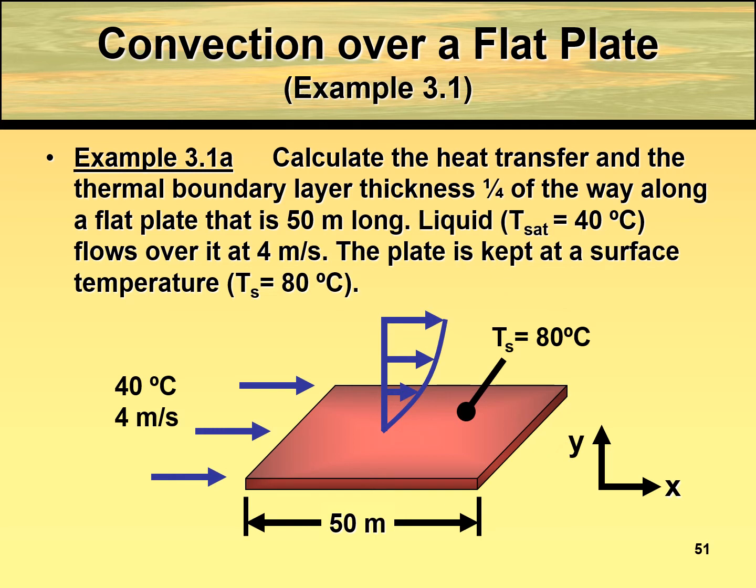Okay, so this is a guided example. Calculate the heat transfer where we have a flow at 4 meters per second and a free stream temperature of 40 degrees Celsius. The flow passes through a flat plate where the surface is 80 degrees Celsius in the X direction, and the length of the flat plate is 50 meters. So calculate the heat transfer and the thermal boundary layer thickness a quarter of the way along a flat plate that is 50 meters long.